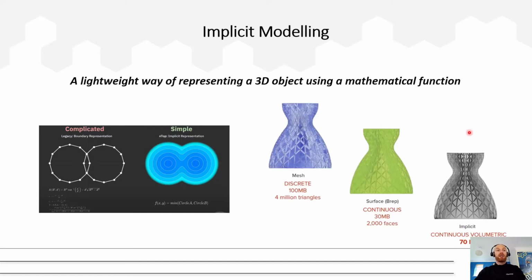And this is really scalable as well. So if we were to double the size of this model, if we were to keep the same resolution, the size of the mesh would increase massively. The size of the BREP would also increase as we get more faces. But the implicit model would stay at around 70 kilobytes because we're just storing a mathematical formula.